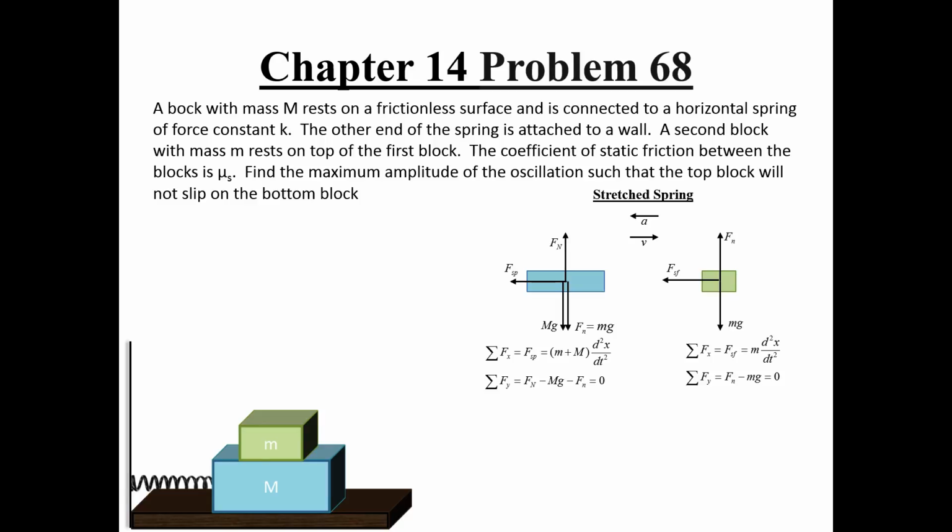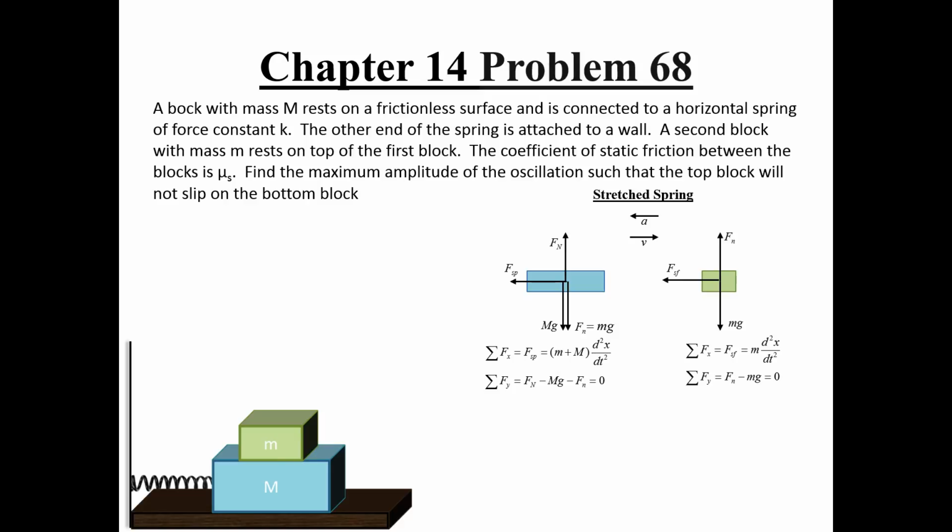So now let's start working on the problem at hand, which is finding the maximum amplitude of the oscillation that is allowed to keep the top block from slipping around. In other words, we are looking for how far we can displace the spring out of equilibrium before the oscillations that displacement will cause make the top block slip.